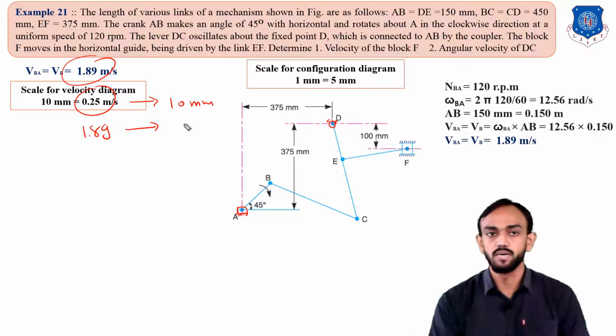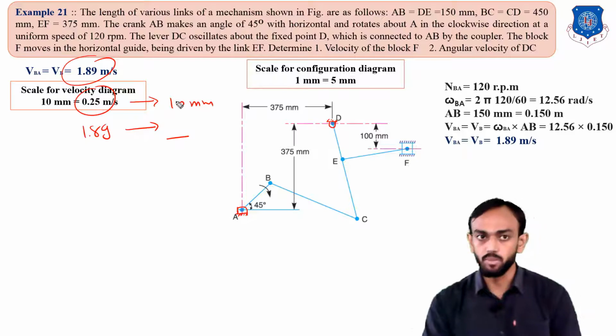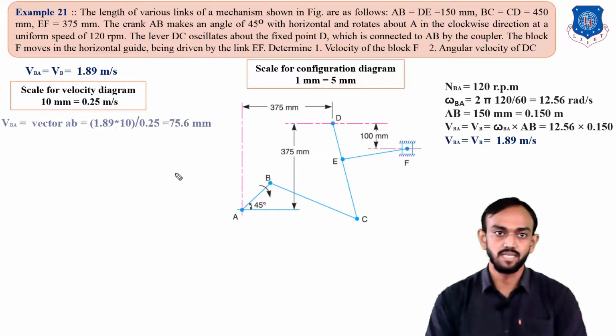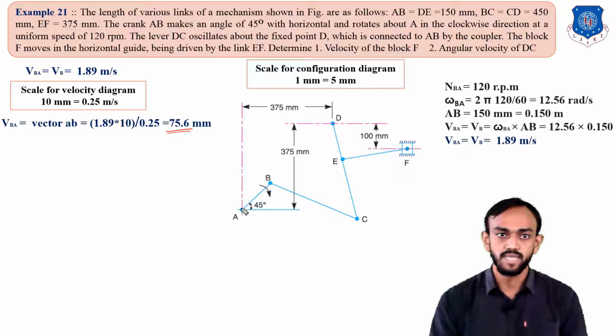So what will be the length for that vector? For 0.25 it is 10 mm, so for 0.189, what will be the length? Check this. So the length of our first vector will be 75.6. Okay, 75.6. Draw the velocity diagram.